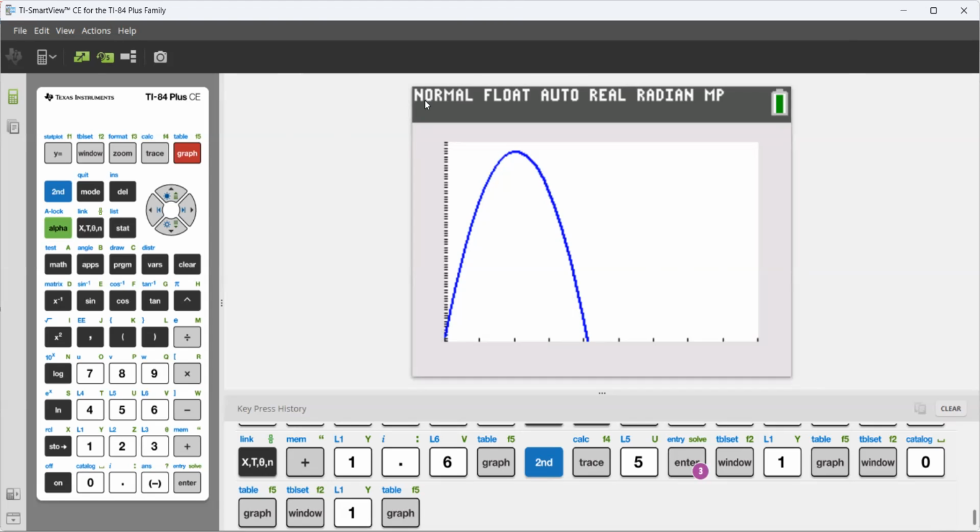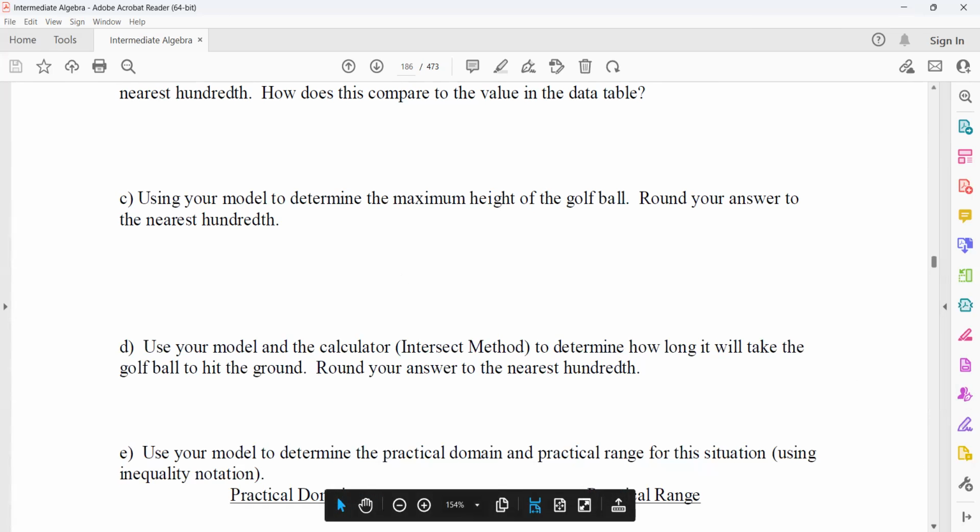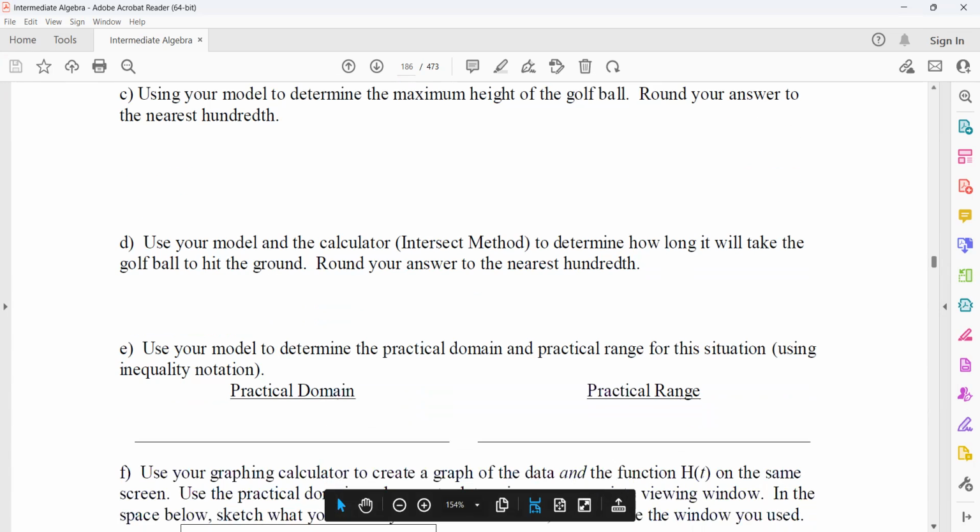Let's go back to our workbook. So our x-intercept will be 6.09. It says round to the 100th, and that's what we did. So it will take about 6.09 seconds for the golf ball to hit the ground.